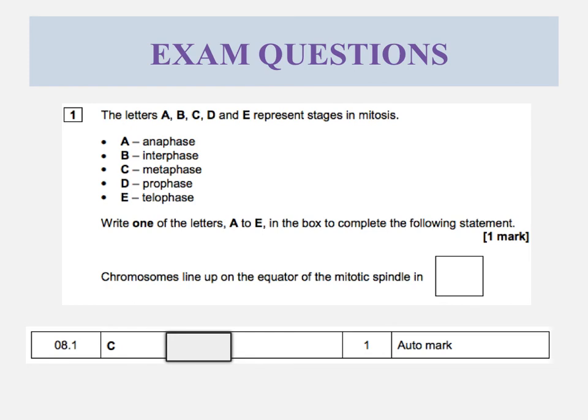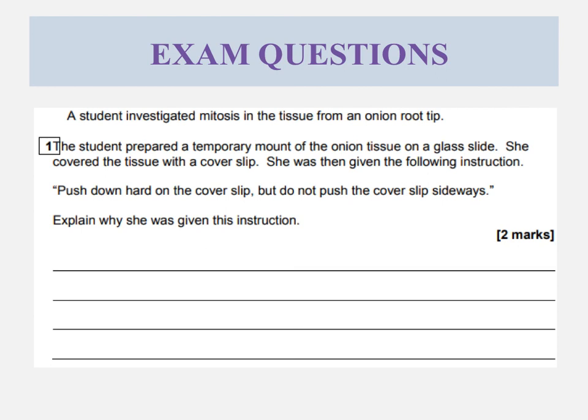Next question. A student investigated mitosis from an onion tip. The student prepared a temporary mount of the onion tissue on a glass slide. She covered the tissue with a cover slip, and then she was given the following instructions. Push down hard on the cover slip, but do not push the cover slip sideways. Explain why she was given this instruction. So it's 2 marks. Tell me why she was told to push down hard, but not push sideways. So pause me now. You've got 2 minutes.